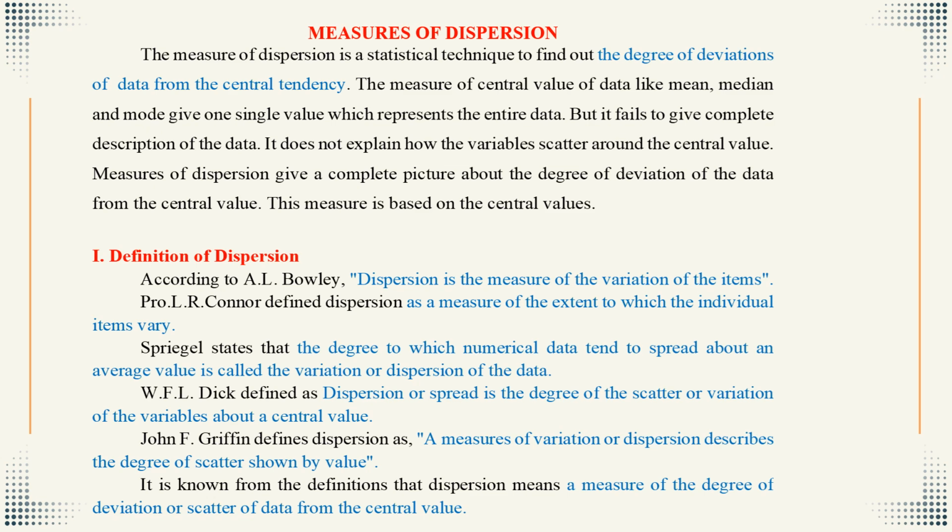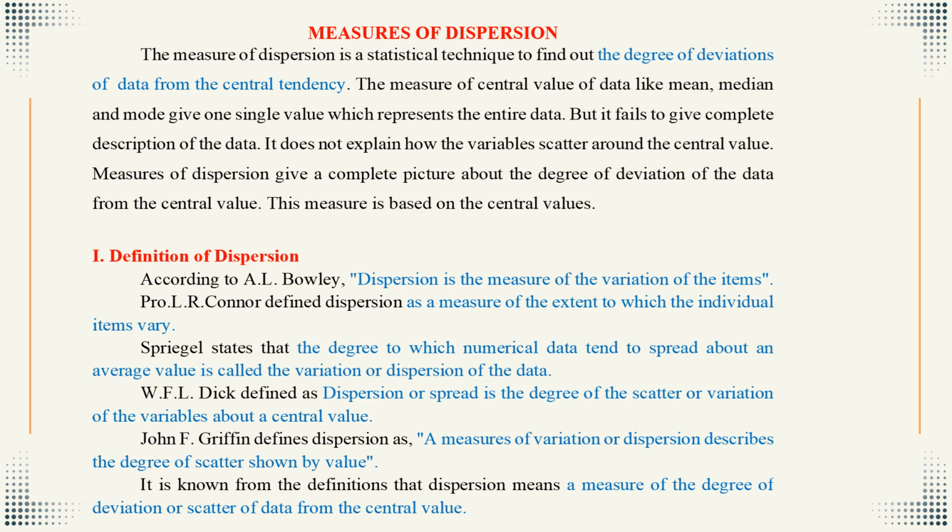This measure is based on the central value. That means the average may be 55, but the lowest value may be in some cases 50, highest value may be 75. In some cases, the average is 55 and the lowest value is 35 and highest value is maybe 95. So this kind of measure is done in this measures of dispersion.